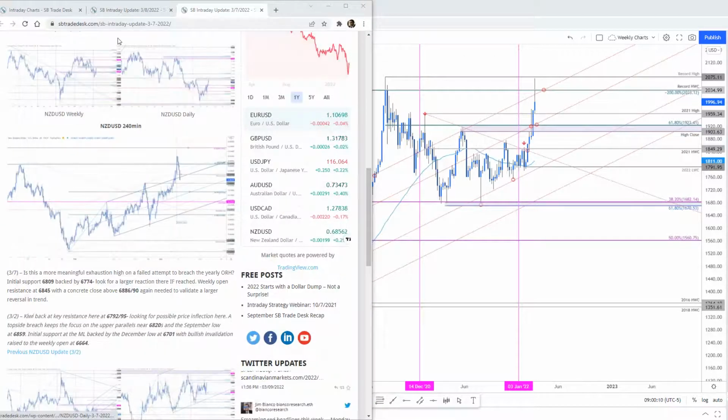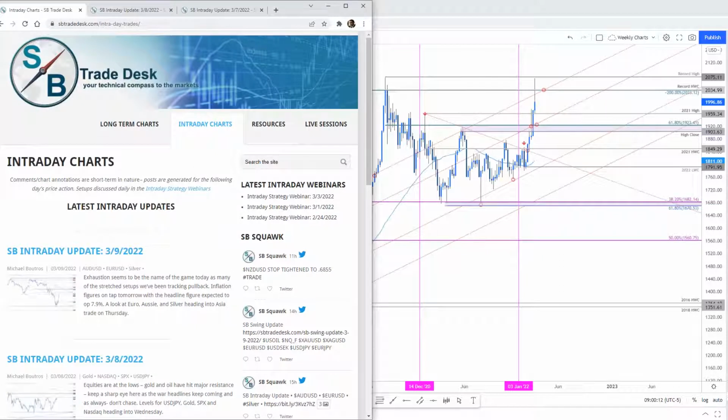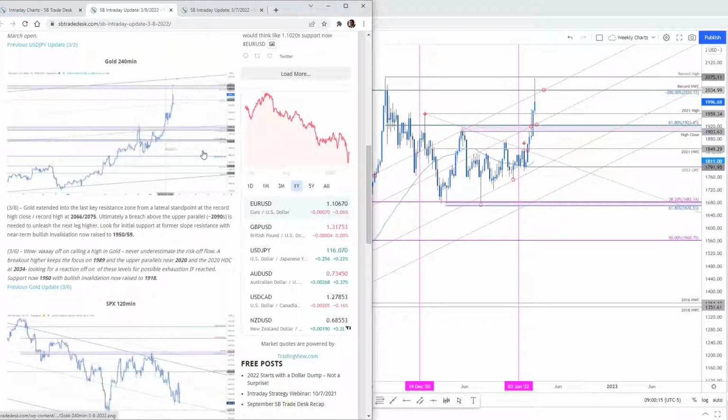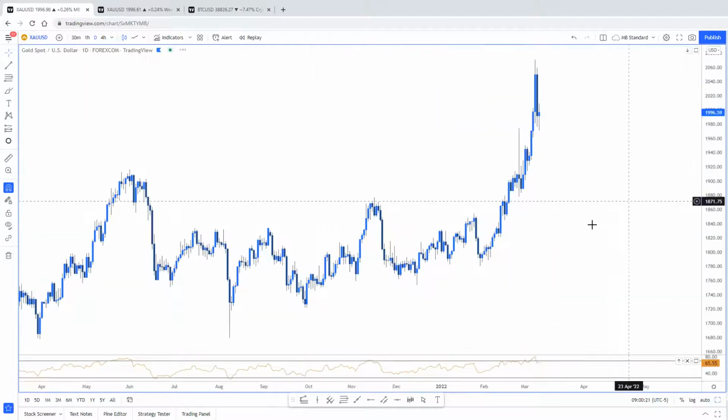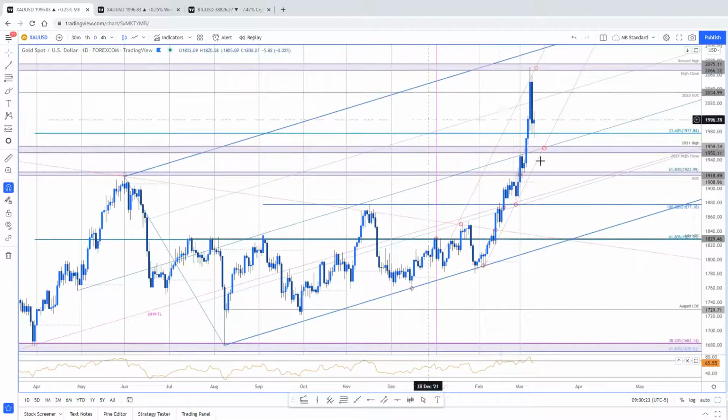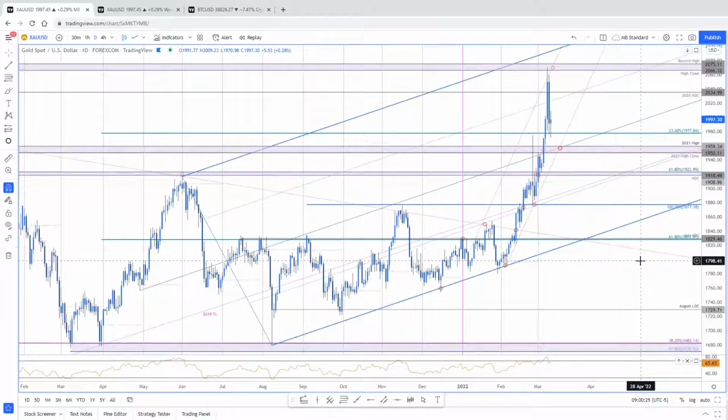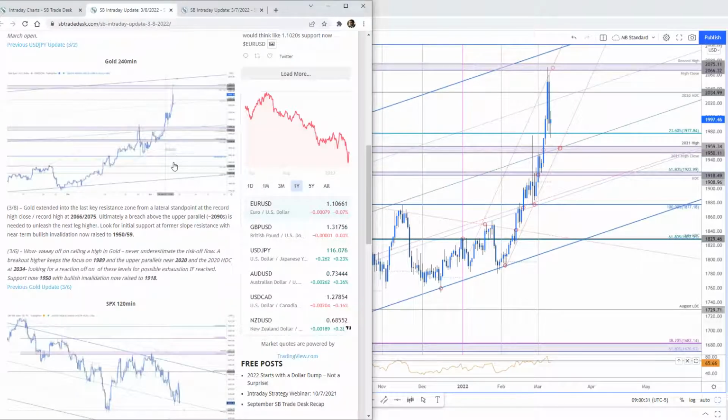Here was our last update on oil, or gold rather, was right here. So I'll show you the daily chart in a moment. Here's the daily chart for gold. Super clean, loving it. 2066 into 2075 was a region that we were watching for quite some time.